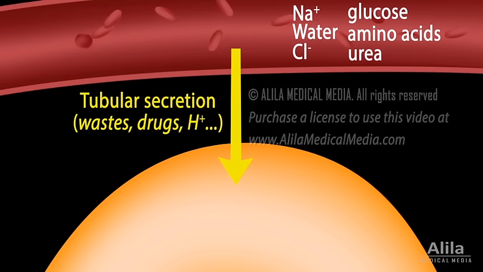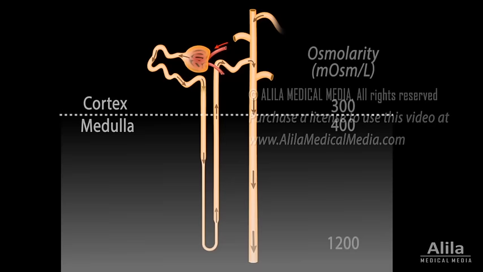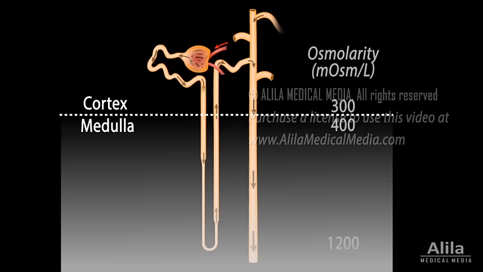also takes place. The processes of reabsorption and secretion continue in the nephron loop, the loop of Henle, and the distal convoluted tubule. These parts of the tubule also have some other important functions. The main function of the loop of Henle is to create and maintain an osmolarity gradient in the medulla that enables the collecting ducts to concentrate urine at a later stage.